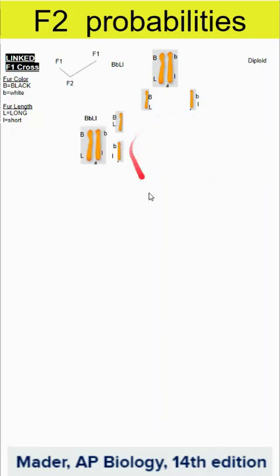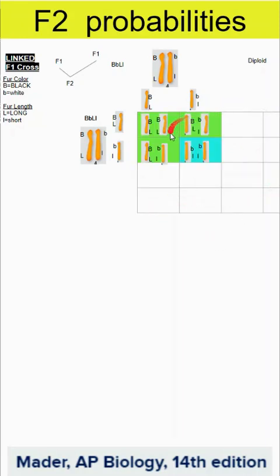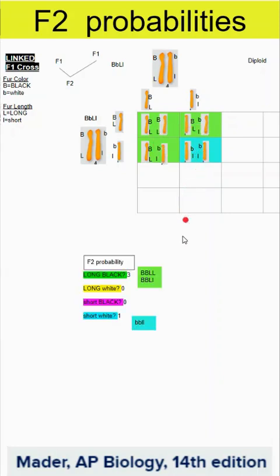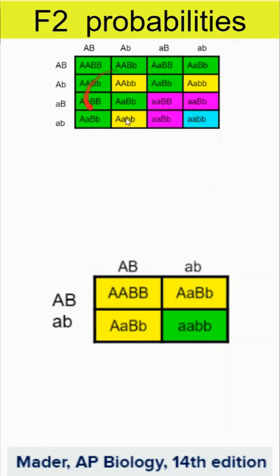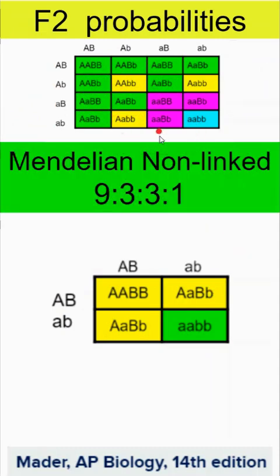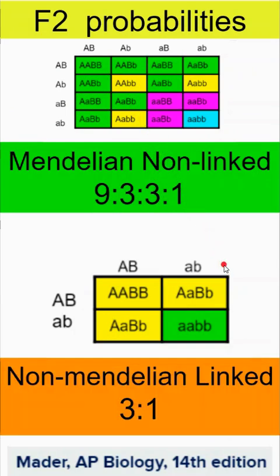And now we're not looking at a big 4x4 Punnett square. It's really a 2x2. And when we put these together, when we're talking phenotypes, we're going to get a 3 to 1 phenotypic ratio. And we're not even going to get these other varieties that could have been possible with Mendelian non-linked traits. So again, Mendelian non-linked is 9 to 3 to 3 to 1. But for dihybrid F2 probabilities with non-Mendelian linked traits, linked genes, we're thinking 3 to 1.